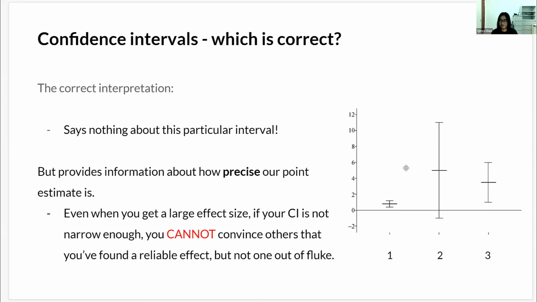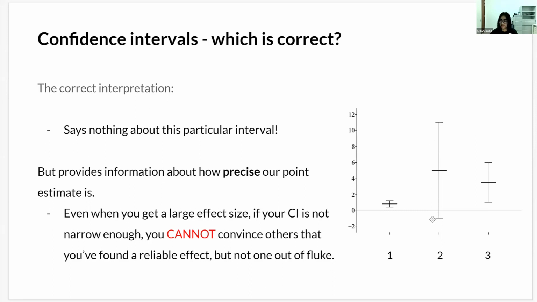The one thing that we have to remember is that whenever a confidence interval covers the 0, the value reflective of the null hypothesis, the result is a non-significant one. So we have a non-significant result here in study 2. In contrast, study 1 and study 3 both have significant results. However, even if we get a large effect size in study 2, if our confidence interval is not narrow enough, we cannot reasonably convince others that I've found a reliable effect instead of one that we get just because we are lucky.